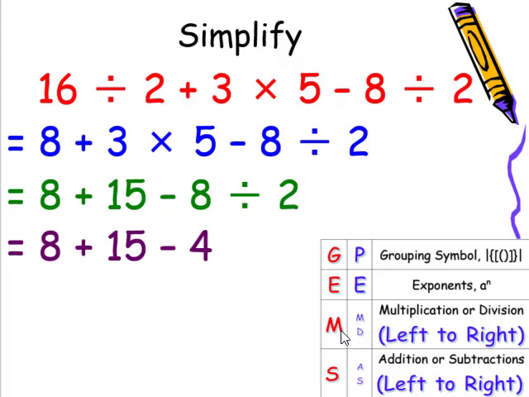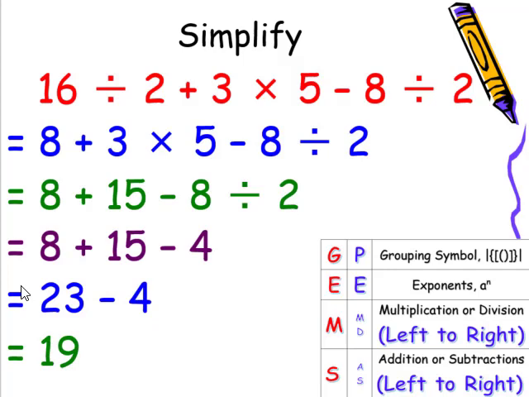Now that third step is done. Now we're looking at the fourth step. Which one do we do first, addition or subtraction? We do the one on the left side. 8 plus 15 is 23, and 23 minus 4 is 19.